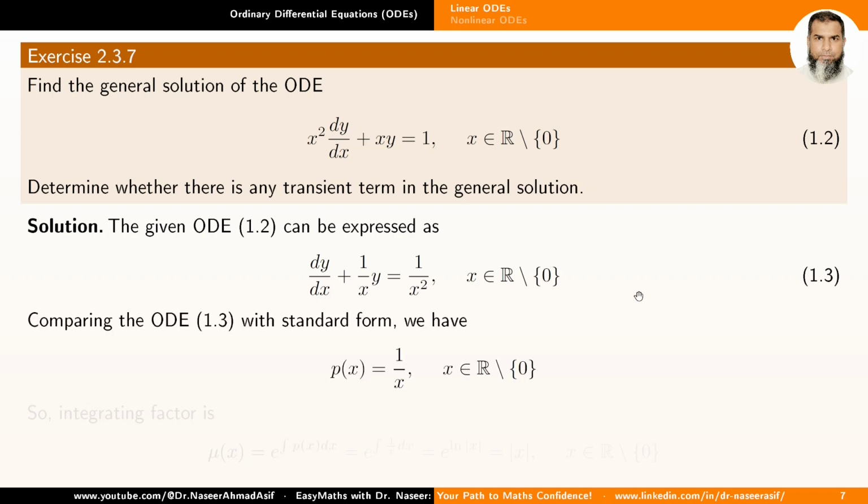Comparing ODE 1.3 with the standard form, we have p(x) = 1/x, where x belongs to R other than 0. So the integrating factor is μ(x) = exp(∫p(x)dx), which is equal to exp(∫1/x dx), which is equal to exp(log|x|). So μ(x) = |x|, where x belongs to R other than 0.